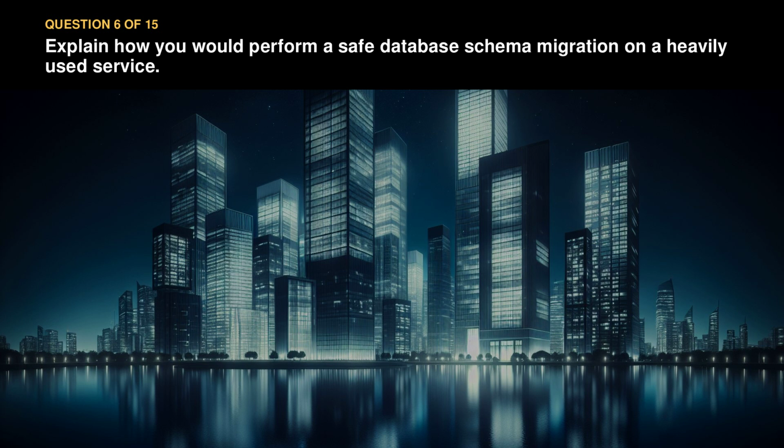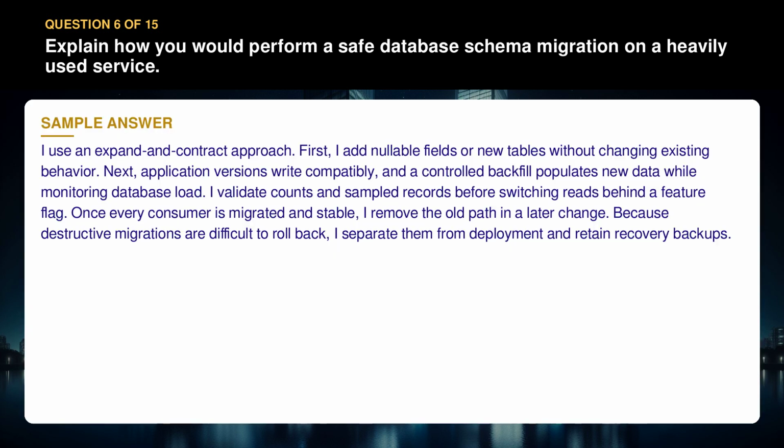Question 6. Explain how you would perform a safe database schema migration on a heavily used service. I use an expand and contract approach. First, I add nullable fields or new tables without changing existing behavior. Next, application versions write compatibly, and a controlled backfill populates new data while monitoring database load. I validate counts and sampled records before switching reads behind a feature flag.